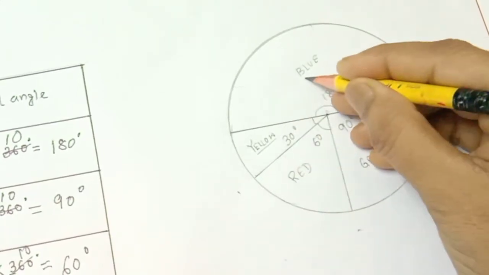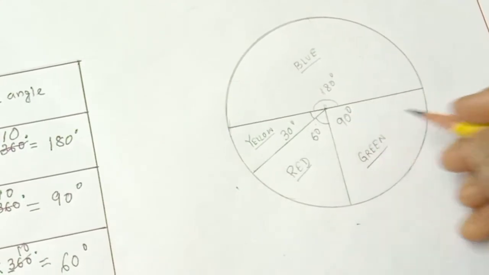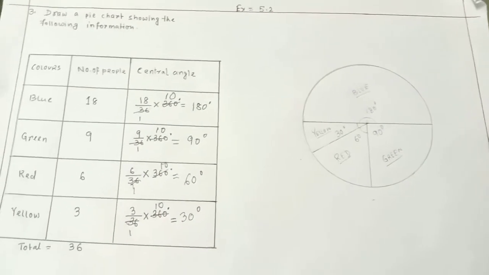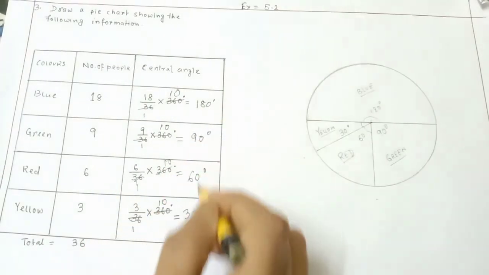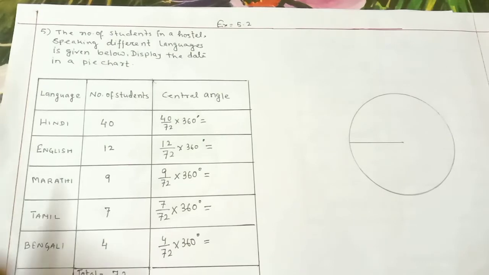Yellow color, blue, red, green, yellow. The central angle also you have to find out. In this way you have to draw the pie chart to show the central angle here. Now question number 5.